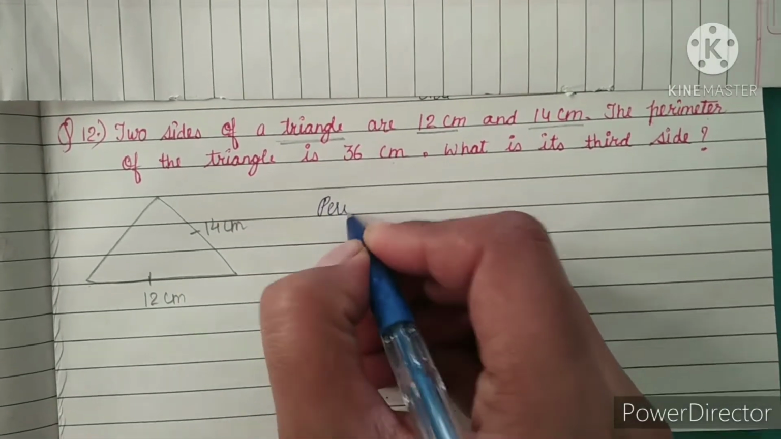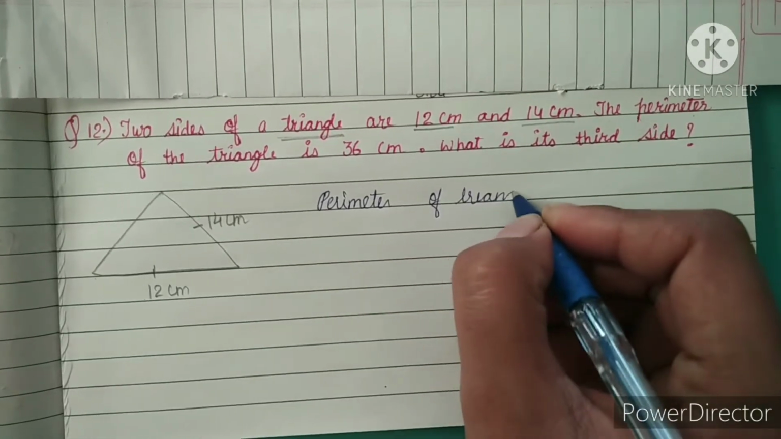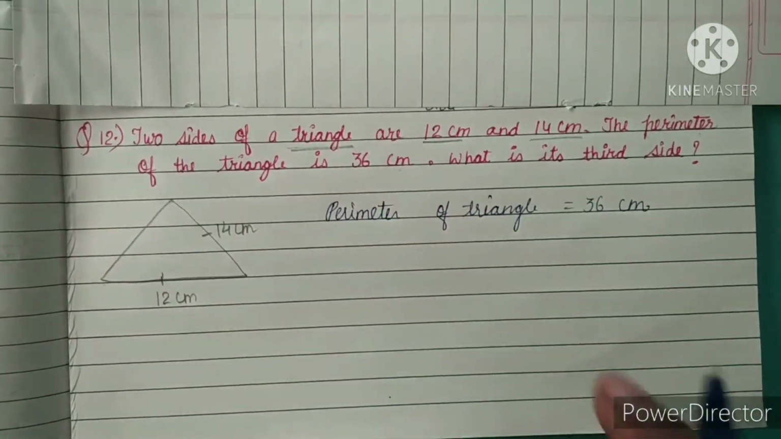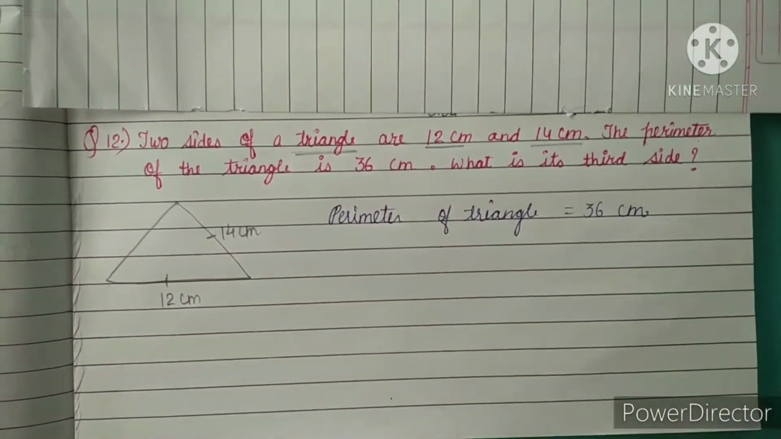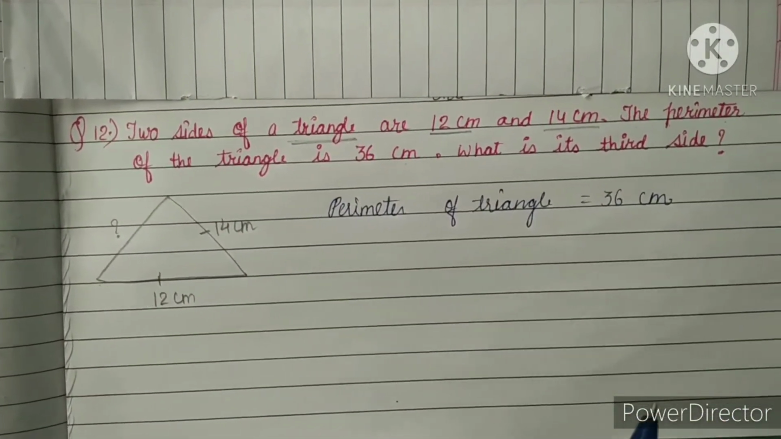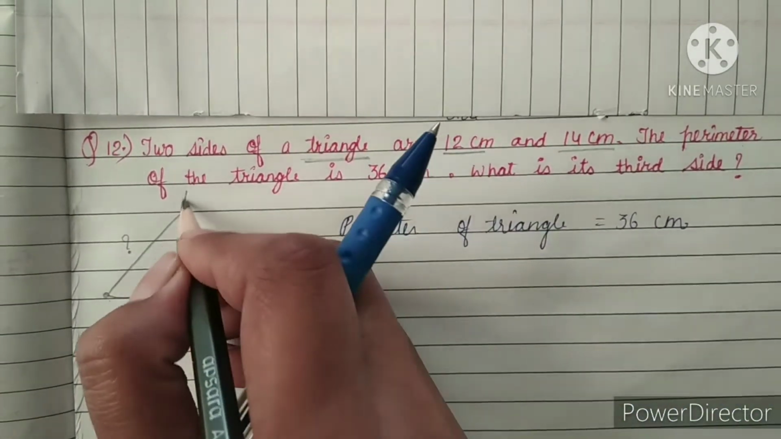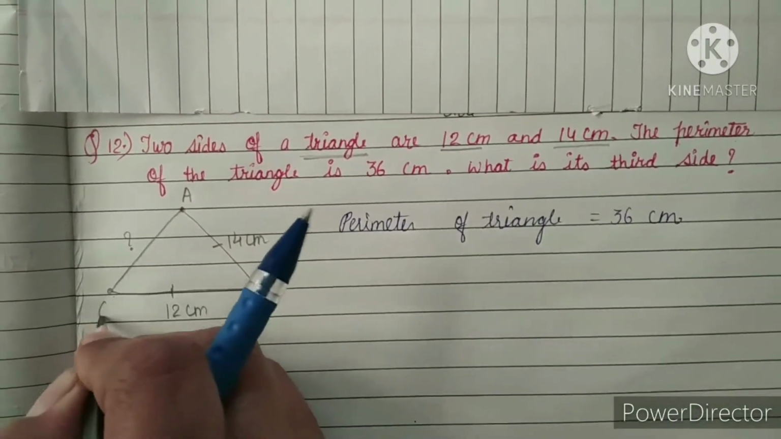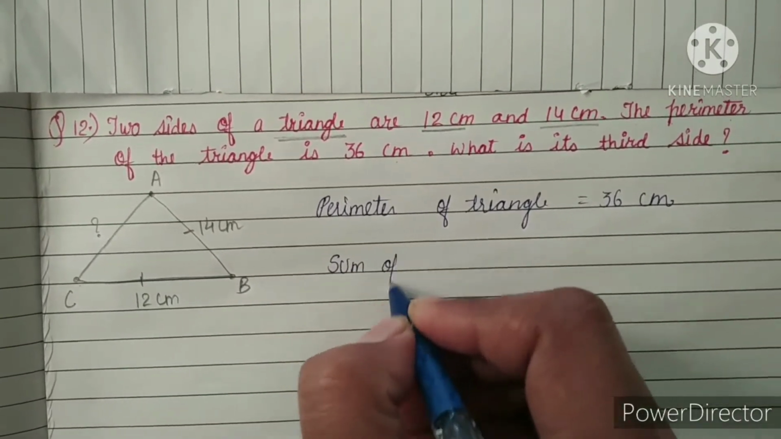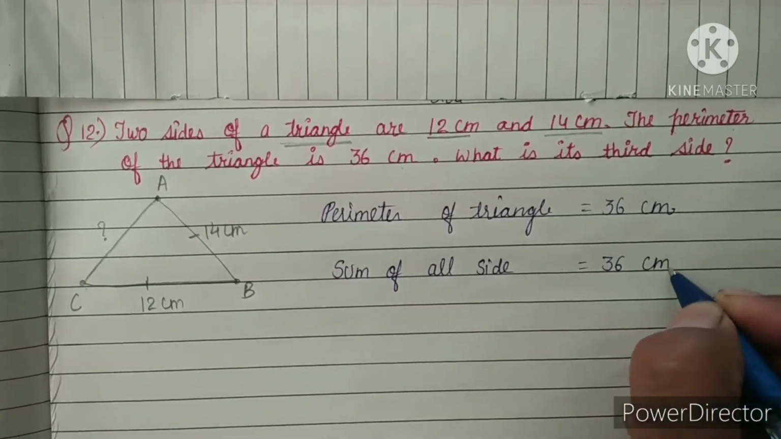What is given extra? The perimeter of triangle is 36 centimeter. What we have to find? What is its third side? The third side which is not given, this we have to find. We already know the perimeter is the sum of all sides. So firstly we will put their vertex names A, B, C. Perimeter of any figure is the sum of all sides. So the sum of all sides is equal to 36 centimeter.